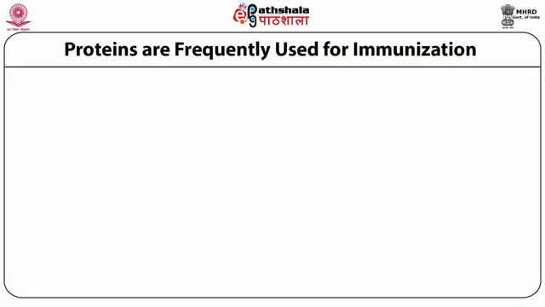Let us look at the proteins which are frequently used for immunization. In a later module, we will discuss what makes a particular substance a good antigen or a bad antigen. Proteins in general are frequently used for immunization because they are good antigens. In much of experimental immunology, we mostly deal with proteins and their conjugates as experimental antigens for this reason.